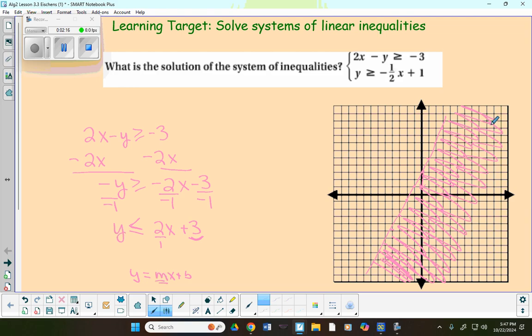All right, now the next equation, and we'll pick a different color for that, is y is greater than or equal to minus 1 half x plus 1. So your y-intercept is 1 here, and your slope is negative 1 over 2. So down 1 over 2. Or up 1, back 2. It's a negative slope, so your line should be falling. And again, we have a solid line.